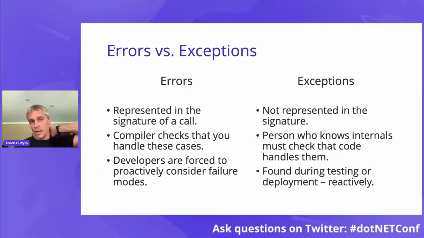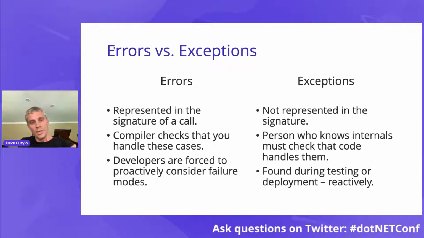And you can do this with exceptions, of course, but errors are different from exceptions. So a result.error is represented in the signature of a call, whereas an exception is not really in the signature. I mean, you can look at a function and not know that it throws an exception. The compiler, on the other hand, will check that you handle errors. It will say you have to handle this structure. Whereas with exceptions, you might have a person who knows the internals of that call and knows that you have to check for those exceptions and handle them. But with errors, developers are forced to basically proactively consider failure modes. Whereas exceptions might be found during testing or deployment. You've probably all been through this where you get a null reference exception or something that you just dig up in the middle of your day, basically unexpected, unplanned time to deal with an exception.